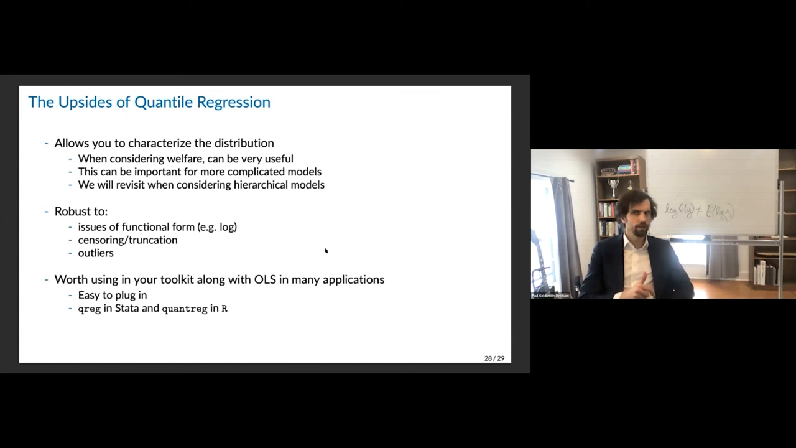Another really powerful aspect of this that I hope I emphasized enough is that it's pretty robust. It's robust to these issues of functional form, like taking the log or not. It's robust to these censoring issues. And it's really robust to this outlier problem. It's really worth having in your toolkit along with OLS in a lot of applications.